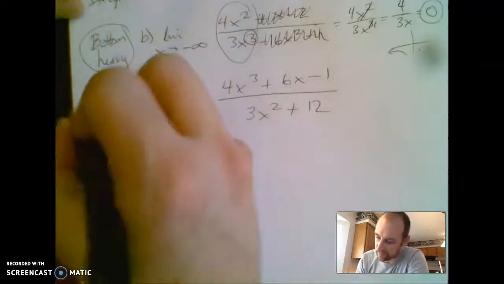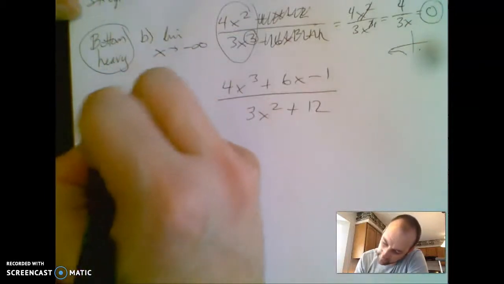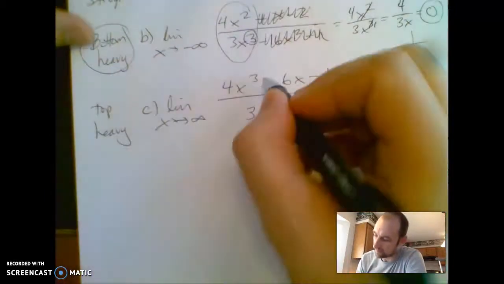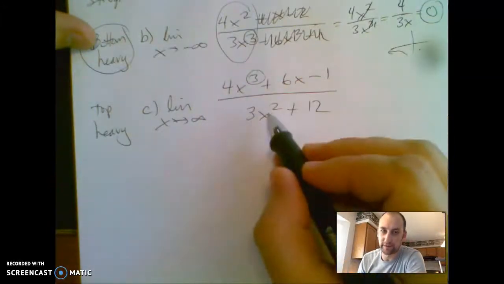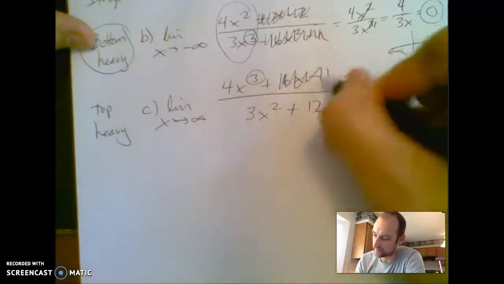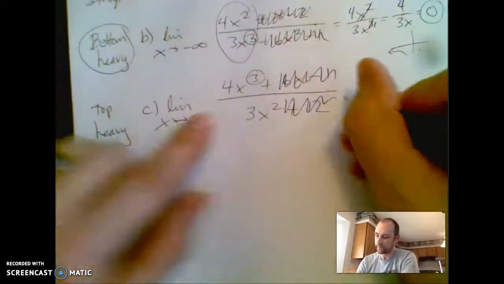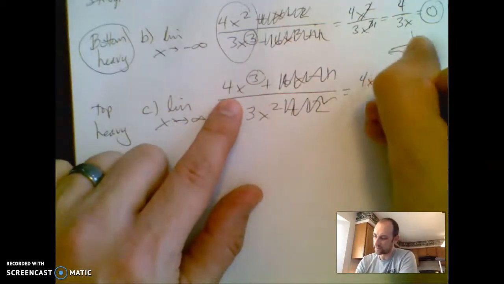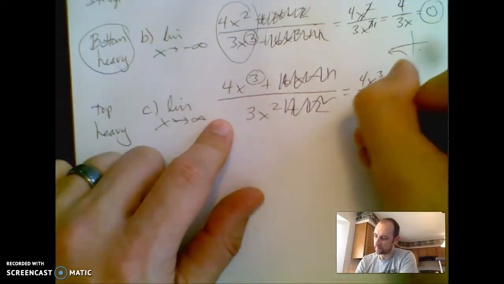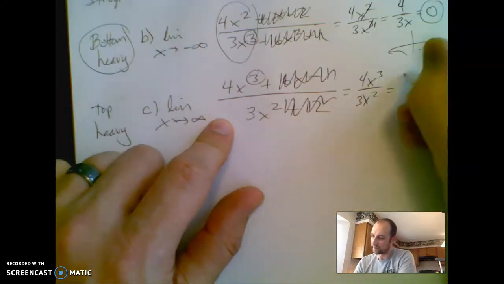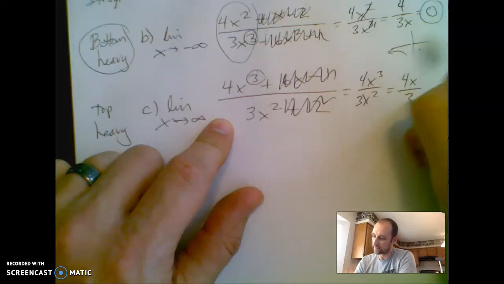All right, and then our last one here is a top-heavy graph. Okay, and top-heavy because it has x to the cube on top and x squared on bottom, so we still get to ignore these because we're going to infinity. And if I were to reduce this, I would be left with 4x over 3.